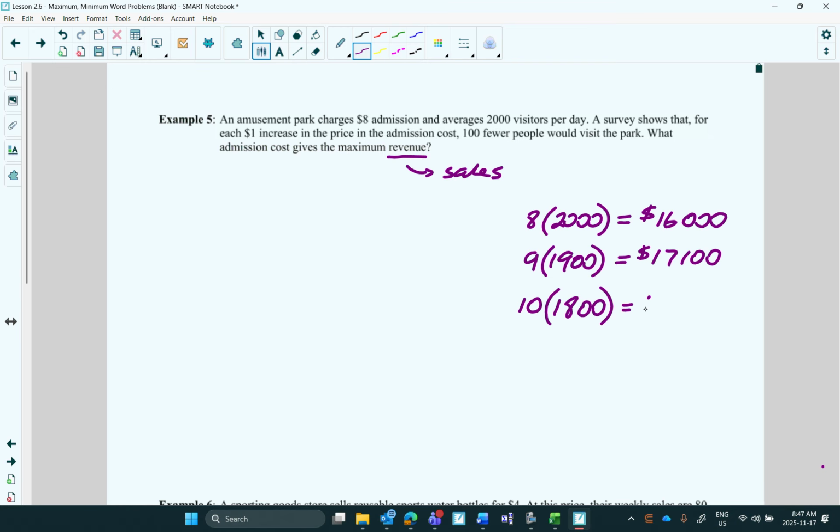So here's what we do. In this kind of situation, our unknown is going to be the number of $1 increases. How many increases can we do until we reach a maximum and then it starts coming back down? So I want to find the maximum revenue.